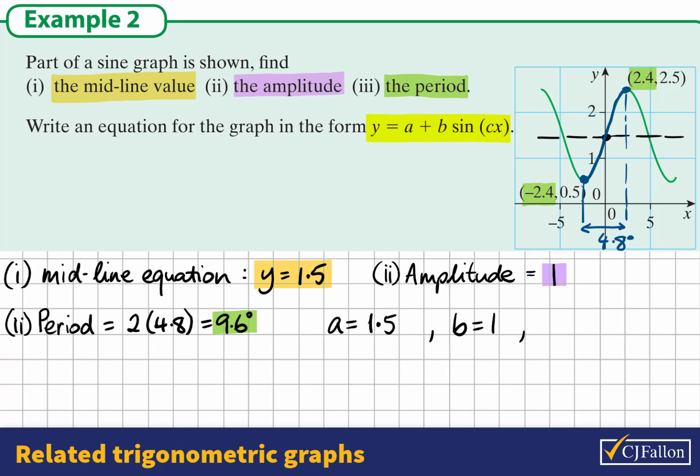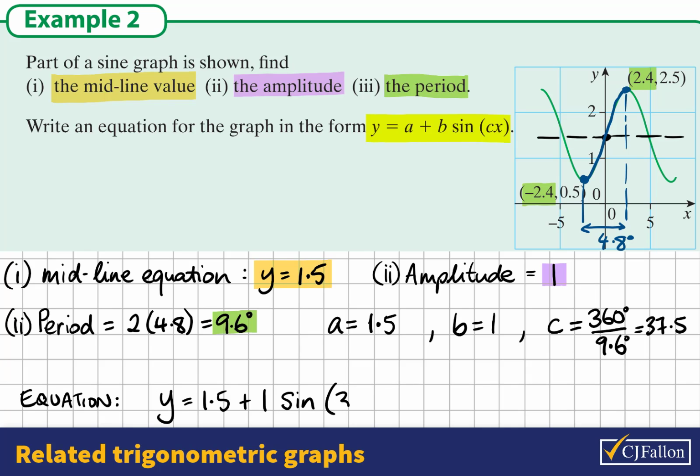The c value relates to the period of the wave. Now, given that this is in degrees, the full period we'd expect would be 360, but in this case, c is 360 divided by the period of 9.6 degrees. So c is 360 divided by the period. That's 37.5. So now we have the information we need for the equation of this curve. So we can say y is equal to 1.5 plus 1 times sine 37.5 times x.